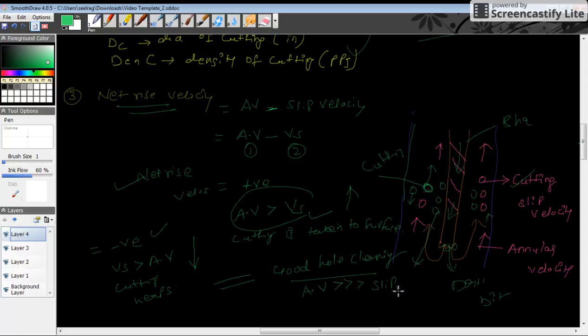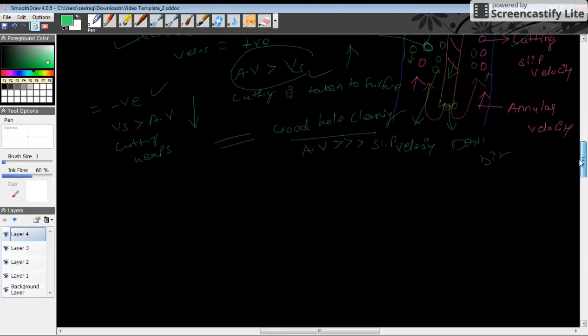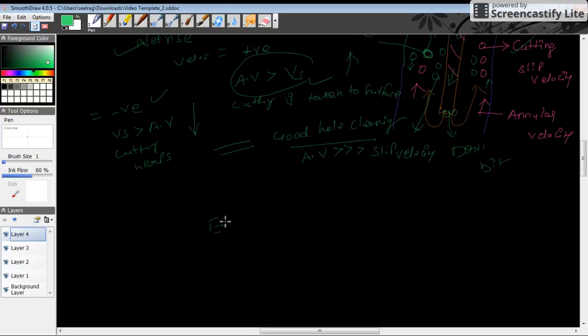In the next session, we'll take an example problem and calculate the slip velocity.